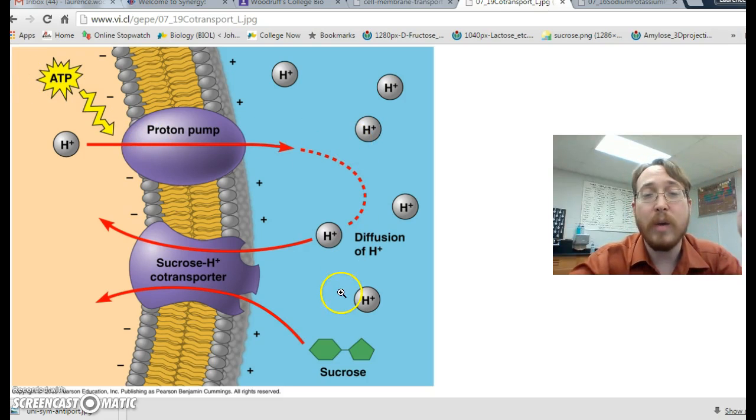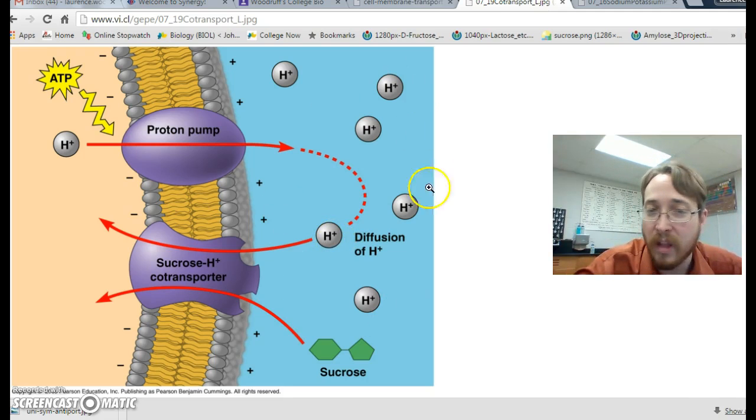Once it's on the outside, we have a symporter here, which uses that hydrogen. It uses the concentration gradient. We've got a lot of hydrogen on this side, so the hydrogen wants to get back in. So the hydrogen will bind with this protein, and the sucrose will bind with this protein, and the hydrogen then will provide enough energy to get that sucrose in.